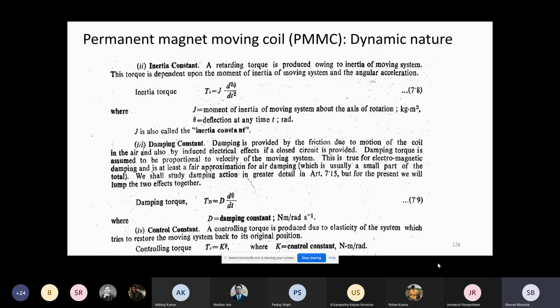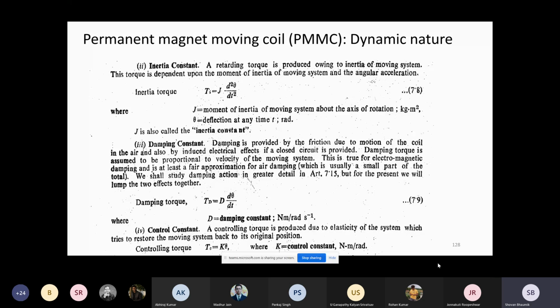and J is the moment of inertia when it rotates about the spindle, and theta is the deflection at any time t. Here theta is not the steady state deflection. Here theta is the deflection at any time t. So you can write theta as a function of t also, theta bracket t. In some books you see that they have written it like that.